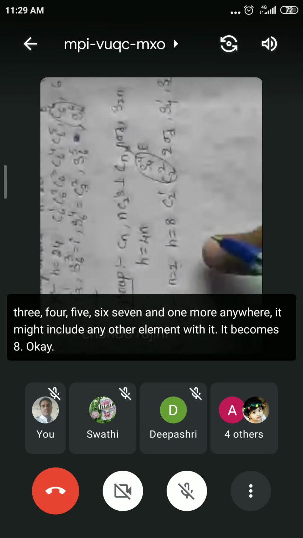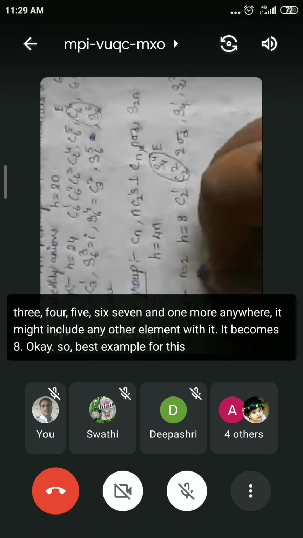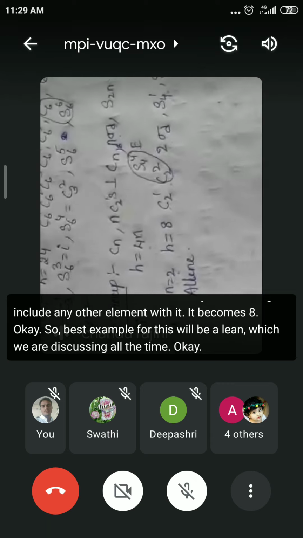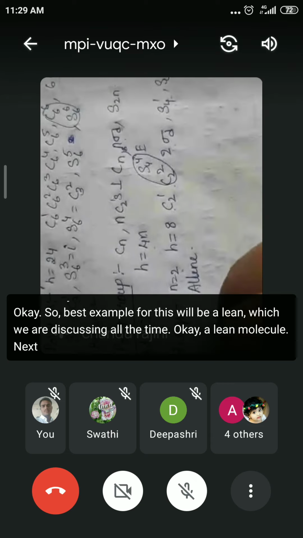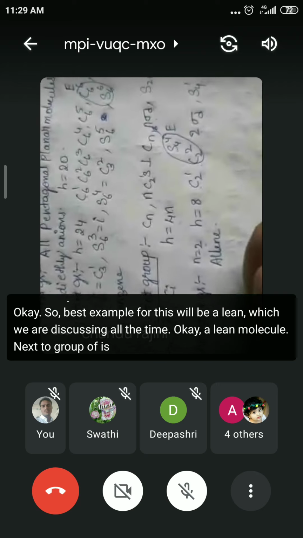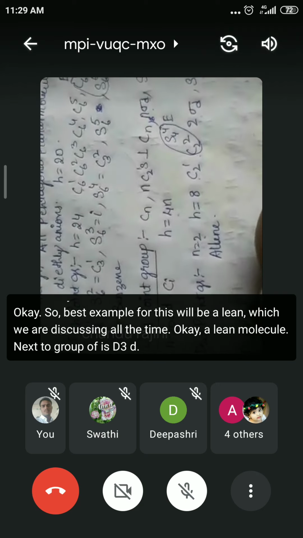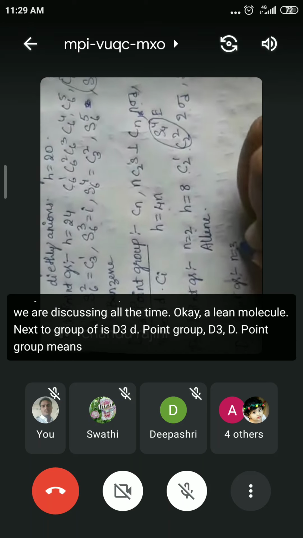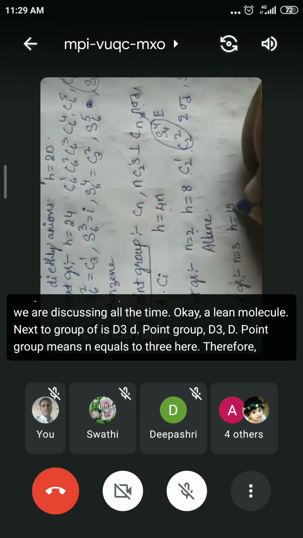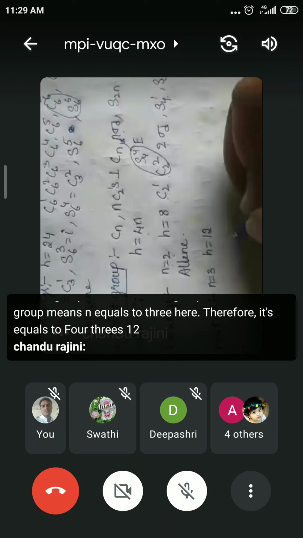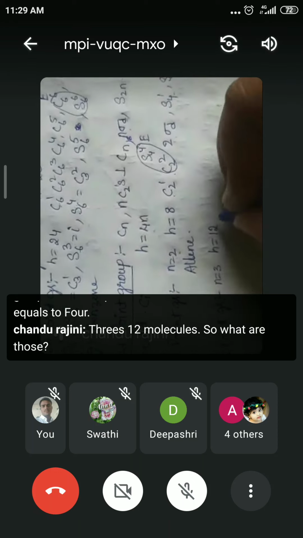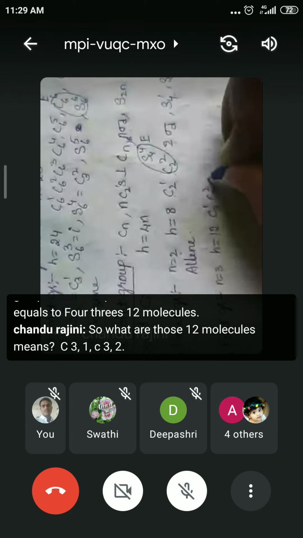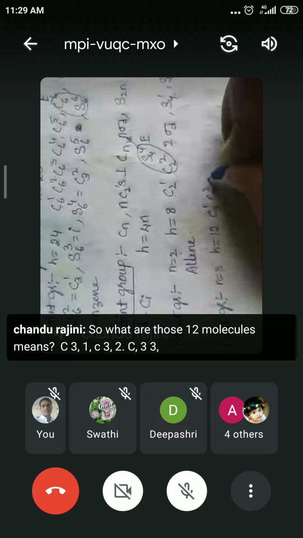Okay. So the best example for this will be allene, which we are discussing all the time. Allene molecule. The next group is the D3d point group. D3d point group means n equals 3 here. Therefore h equals 4 times 3, 12 elements. So what are those 12 elements? C3^1, C3^2, C3^3, which is equal to E.